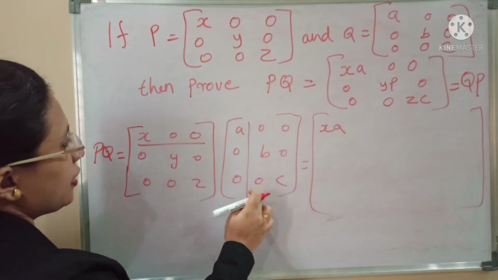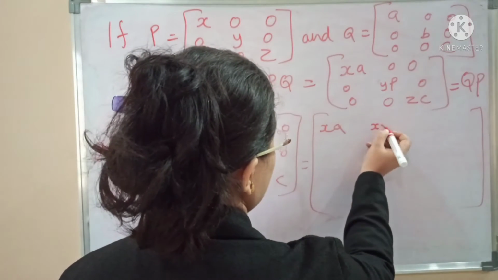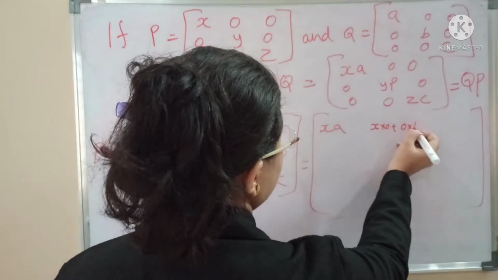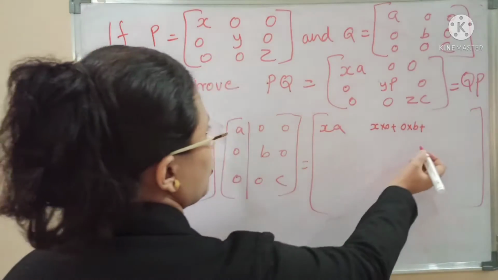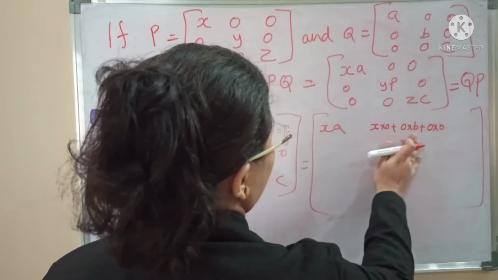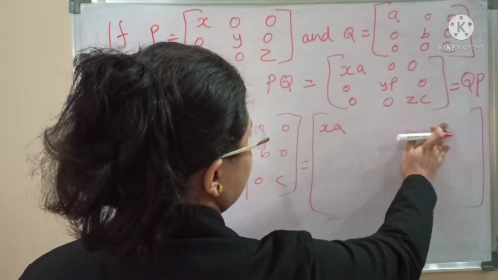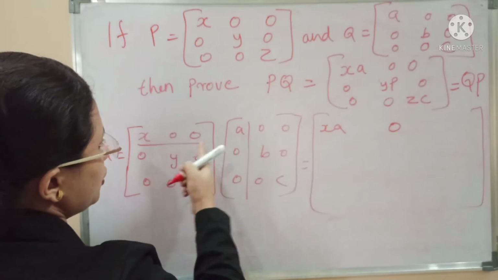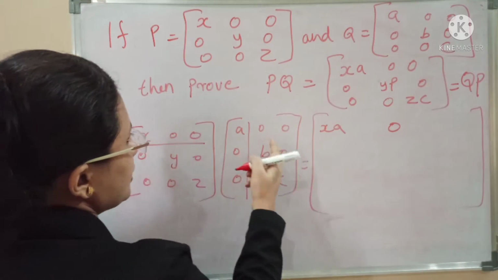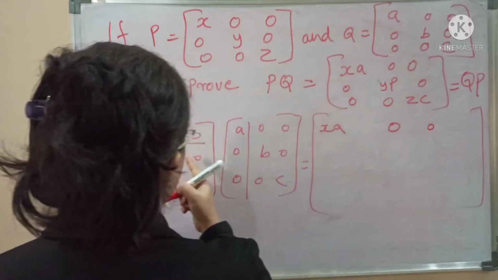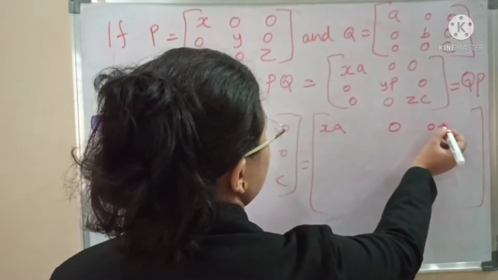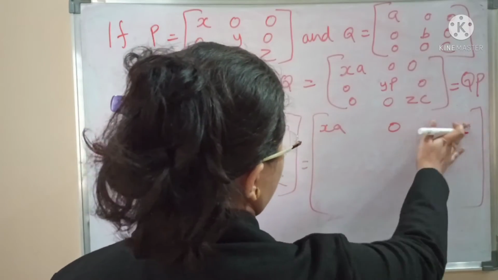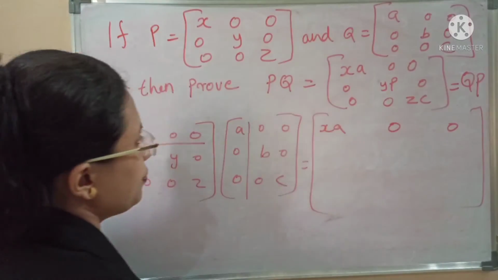Now first row, second column. So x into 0 plus 0 into b plus 0 into 0. So all terms are 0, right? Now first row into third column, x into 0 plus 0 into 0 plus 0 into c, which is 0. So all terms are 0.